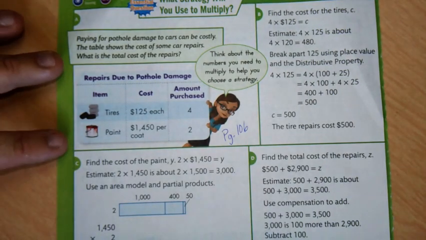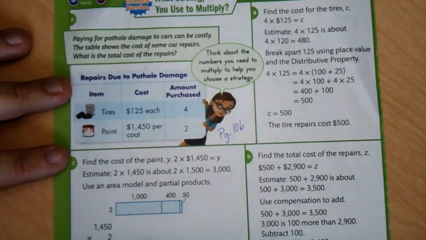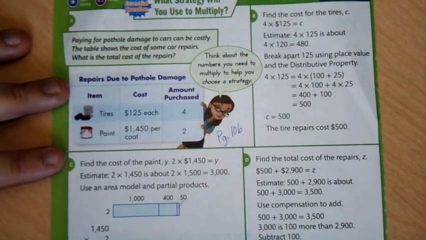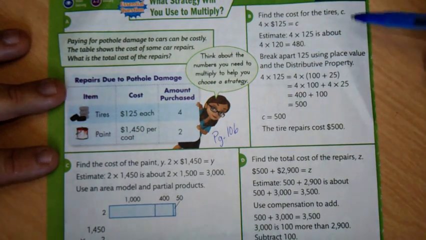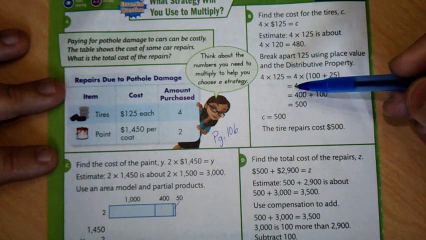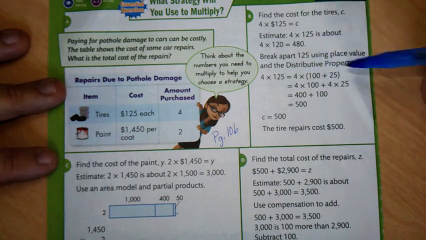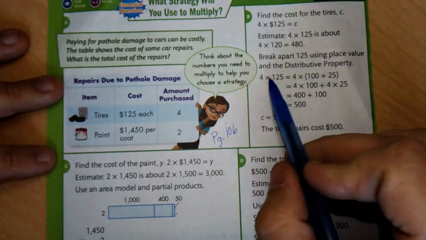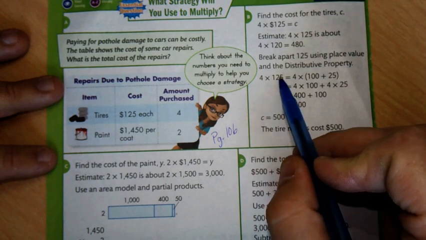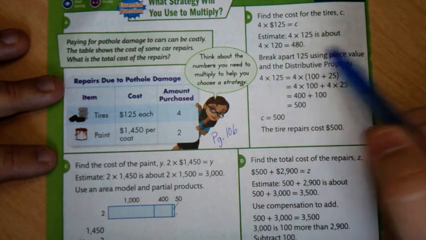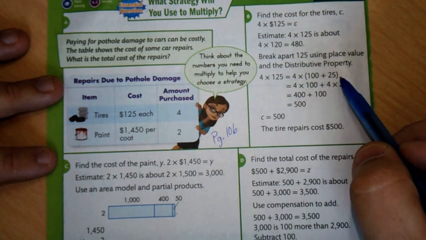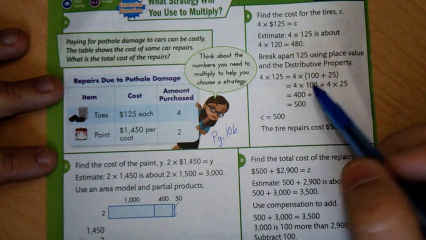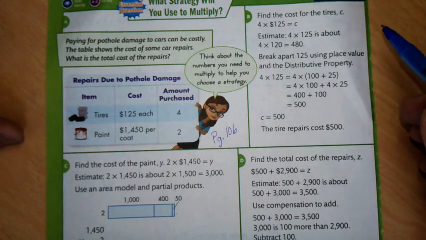Now we want to start to figure some things out. So we're first going to figure out the price of the tires, because we said if they run over a pothole, we need to get 4 of those, right? So what did they do? Well, they used the distributive property and place value to solve this problem. So when we look down here, I've got 4 times 125. Well, what I can do is I can break apart my 125 into 100 and 25. Those are 2 separate things. So break them into some easier numbers.